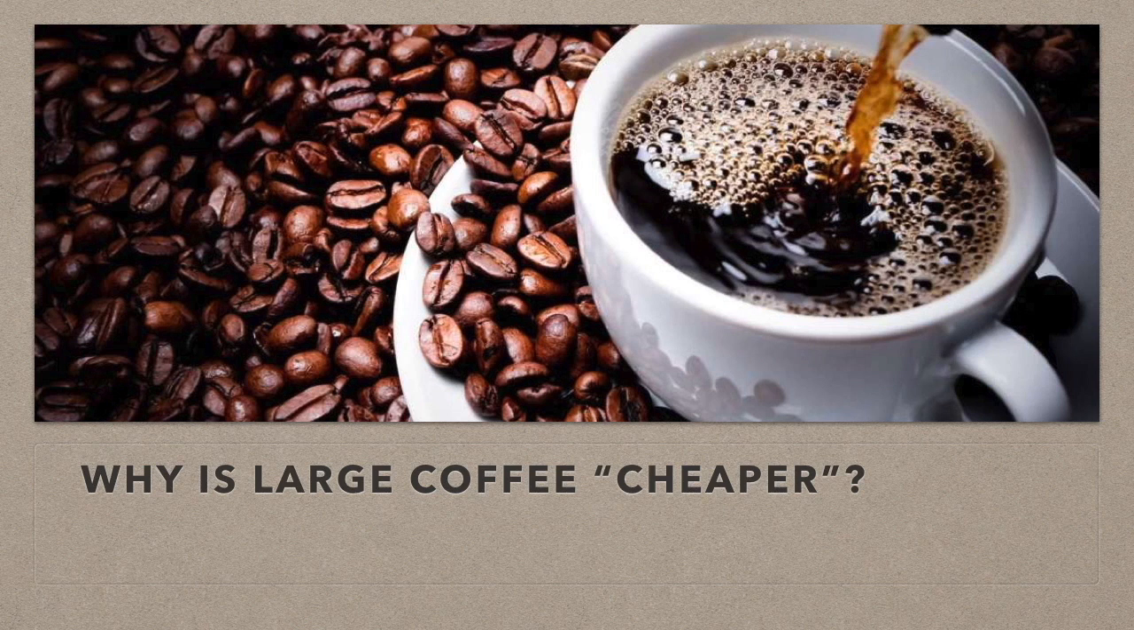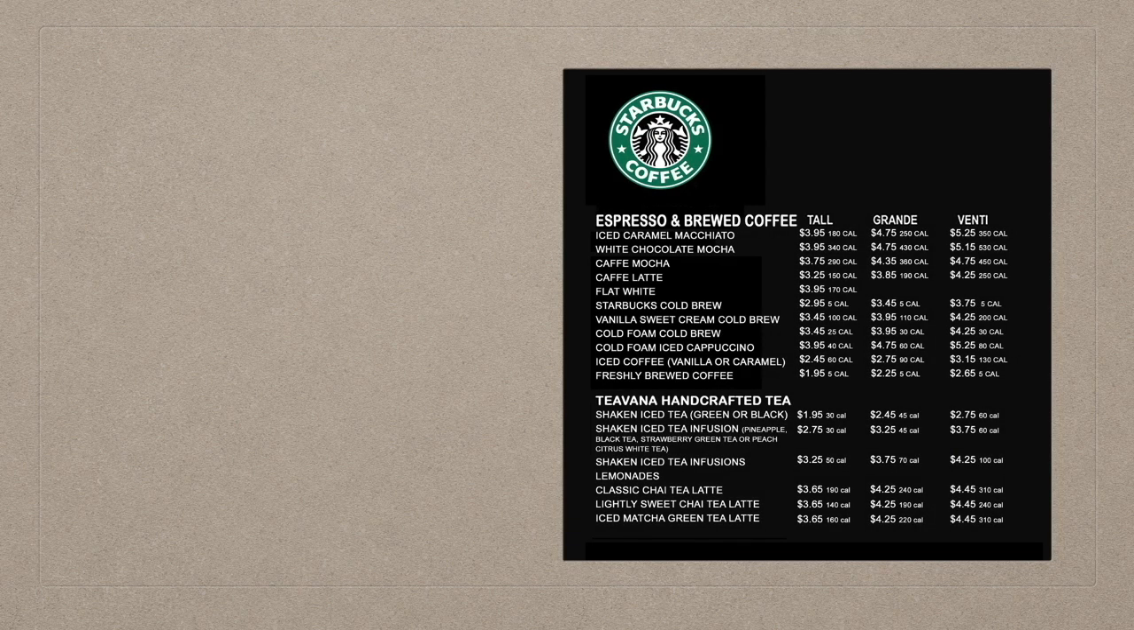This video is going to answer the question, why is large coffee generally cheaper, using microeconomics reasoning. Let's take Starbucks as an example. On its menu, there are 3 cup sizes, tall, grande, and venti, which is the same as small, medium, and large. First, it seems reasonable that the price gets higher as the sizes increase, but let's take a closer look at the relationship between price and volume.